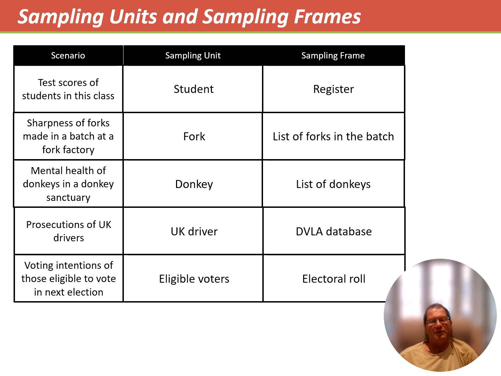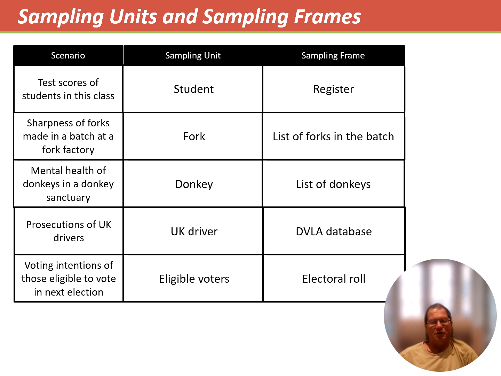Prosecutions of UK drivers. So the sampling unit would be a UK driver. And if you want to look very knowledgeable and intelligent, then you can refer to the DVLA database. So D stands for driving, V stands for vehicle licensing authority, I'm guessing something like that. But basically, based in Swansea, the DVLA will be the people who issue driving licenses and all that sort of stuff. So they will automatically have a database of every single driver in the UK.